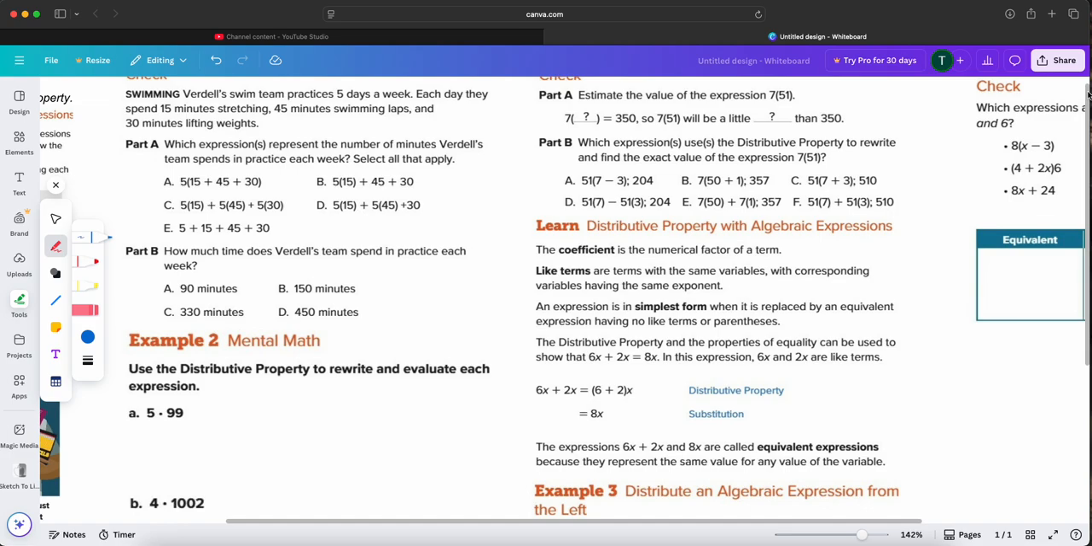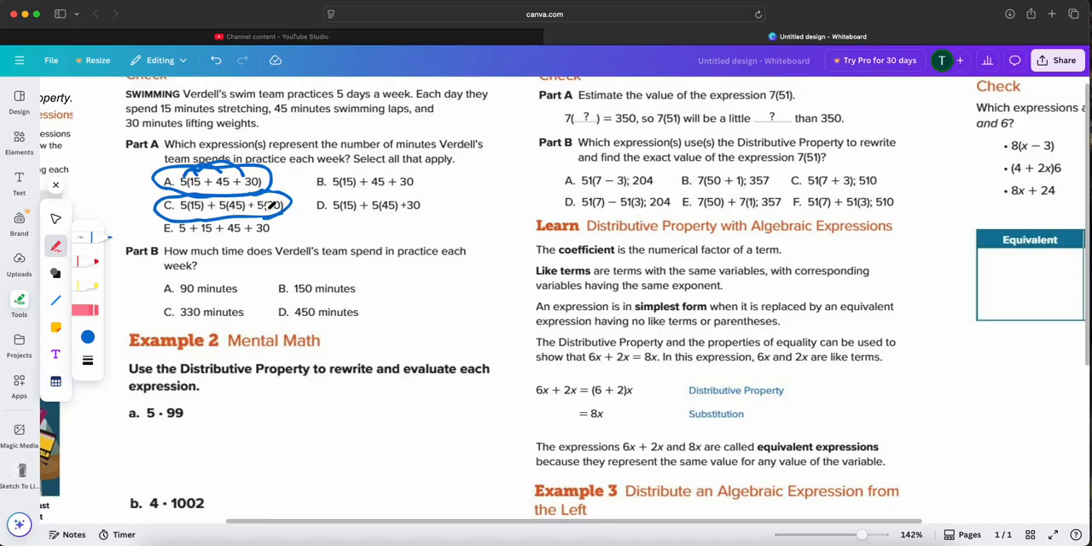Select all that apply. So there are a few different ways to go about this. So if we're using the distributive property, what we'd want to do is add up all the minutes. So that was the 15, 45, and 30, and that's for one day. And you would multiply those by the 5 days. So the one that fits that is A. Now, based off our distributive property, I could then multiply that 5 to each of these and then add them. Well, the one that does that is C.